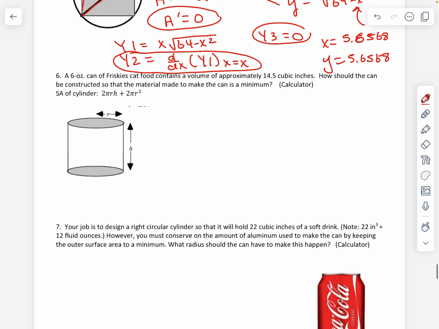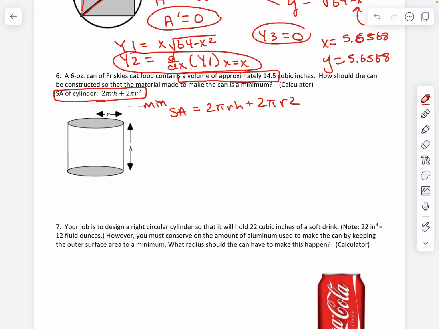Okay, the next one, we're talking about cat food. The volume is approximately 14.5, so we know we're going to need that equation. How should the can be constructed so that the material made to make the can is the minimum? So we're trying to minimize surface area. So notice I am giving you a surface area equation. This is the equation that I'm trying to minimize. So that's what we're going to take the derivative of.